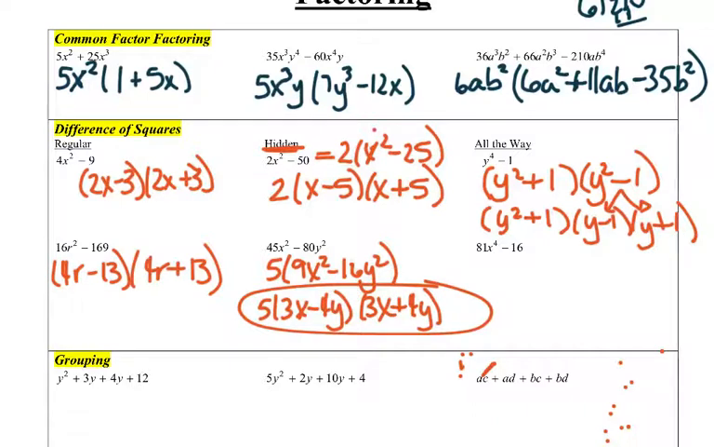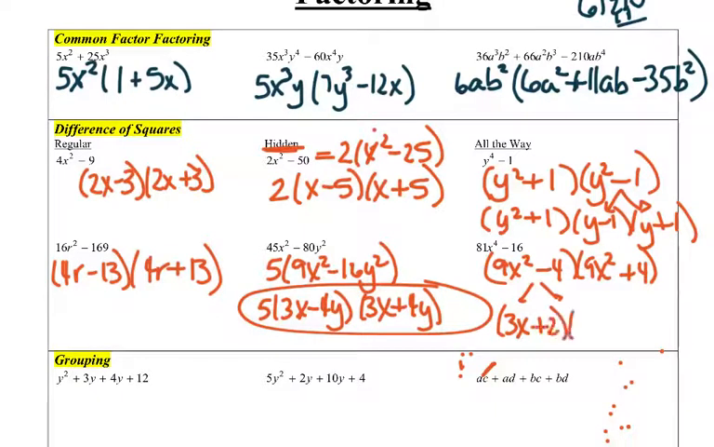So similarly, 81x to the 4th is 9x squared, and of course 16 is minus 4 plus 4. Here I put the minus first, just to show it's not that the first one breaks down or the second one breaks down. It's the difference of squares that breaks down, and the sum of squares does not break down. So that was difference of squares.